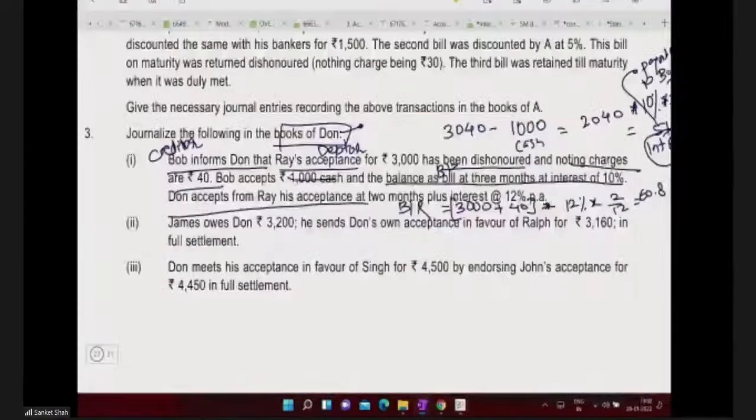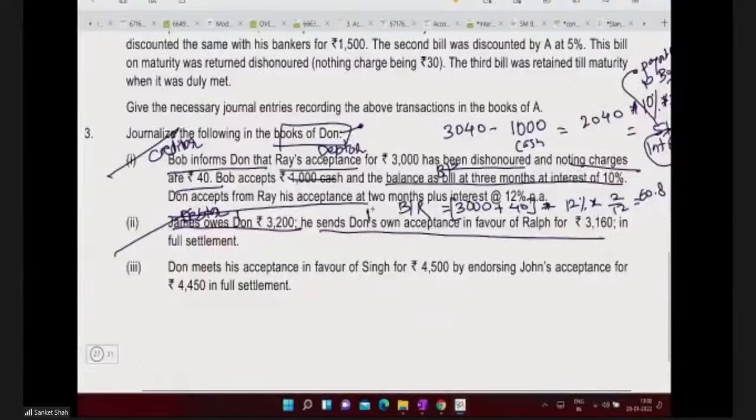Second one. James owes Don, so James is our debtor, 3,200. And he sends Don's own acceptance, which means bills payable, for Ralph 3160. See beta, this entry is very simple. We are receiving our own acceptance.